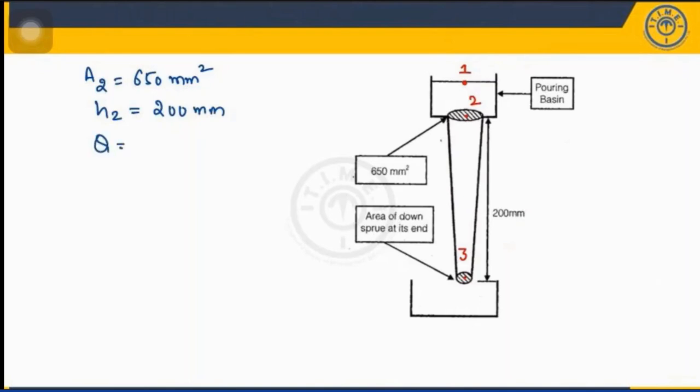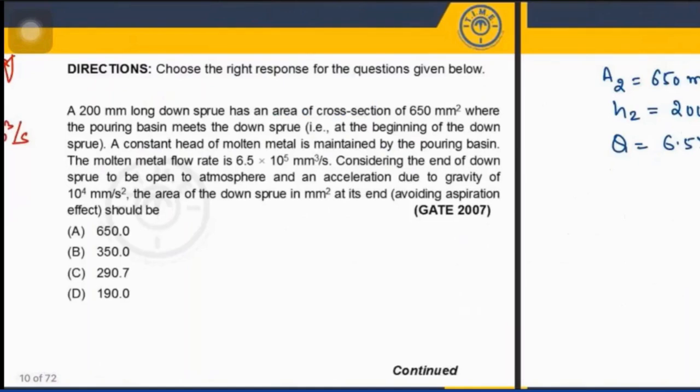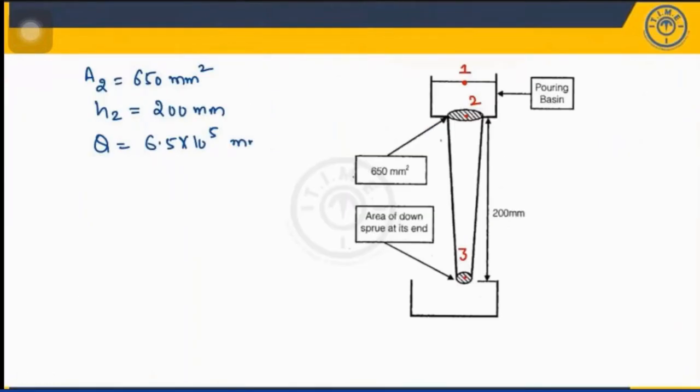Now the flow rate, which is given as 6.5 into 10 to the power of 5 millimeter cube per second. So you know what the flow rate is: A2 into V2 is equal to Q. This is basically the area and this is the velocity, so I'm denoting it with a small letter v. A2 V2 is equal to the flow rate only. Now from here you can easily calculate the V2 value.